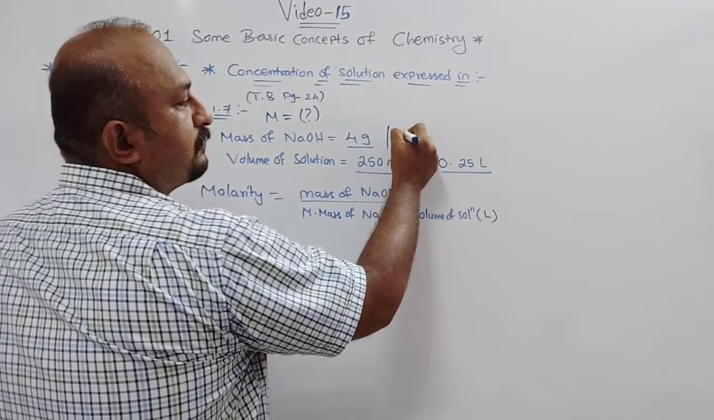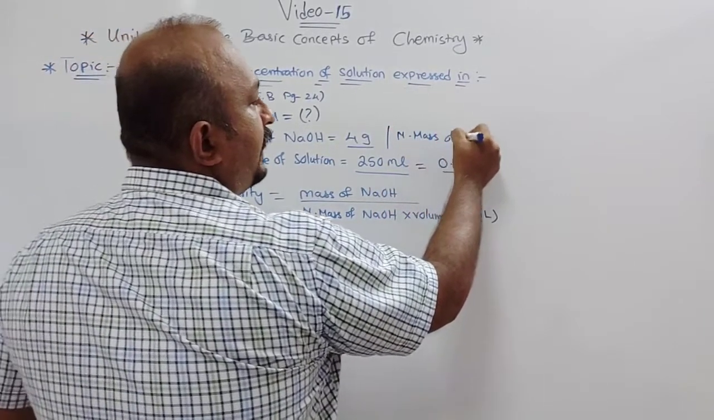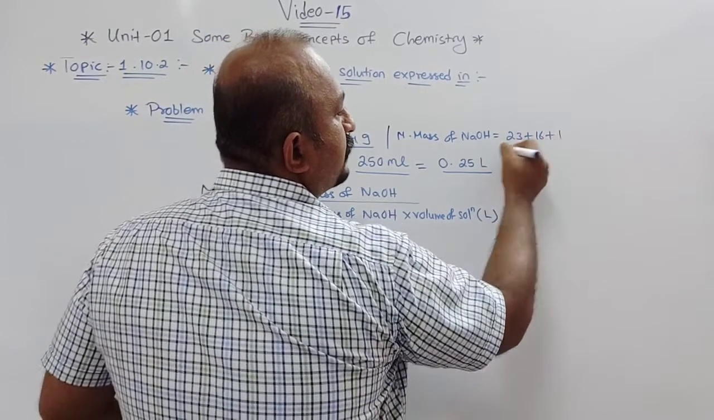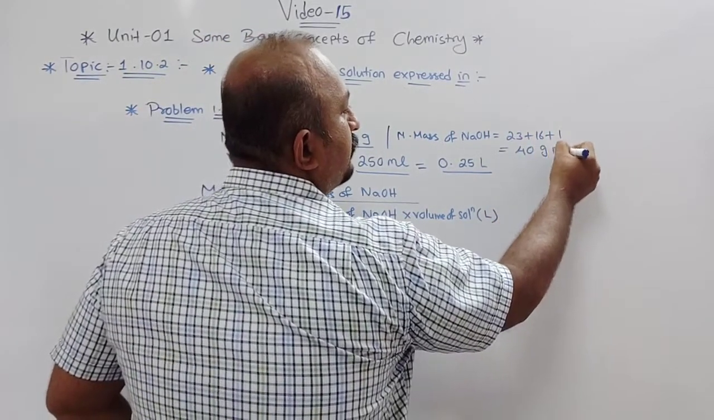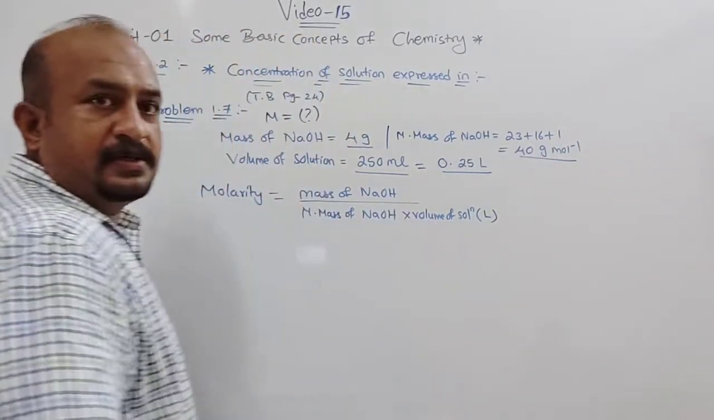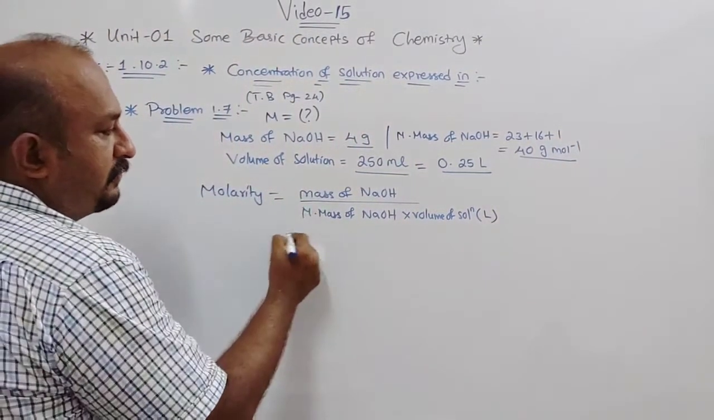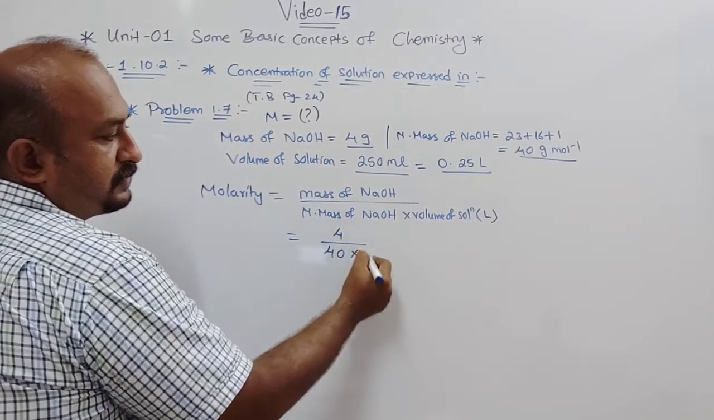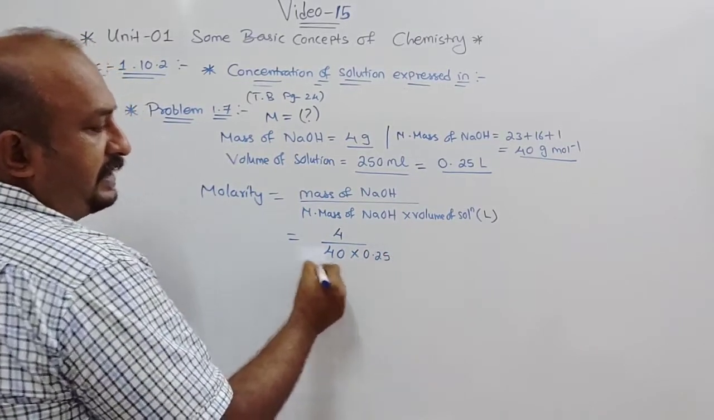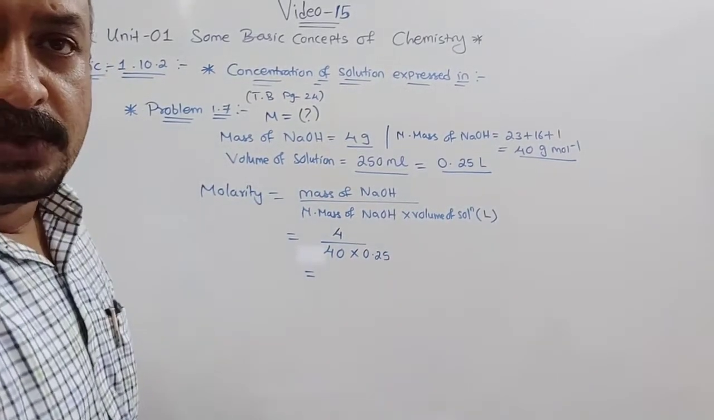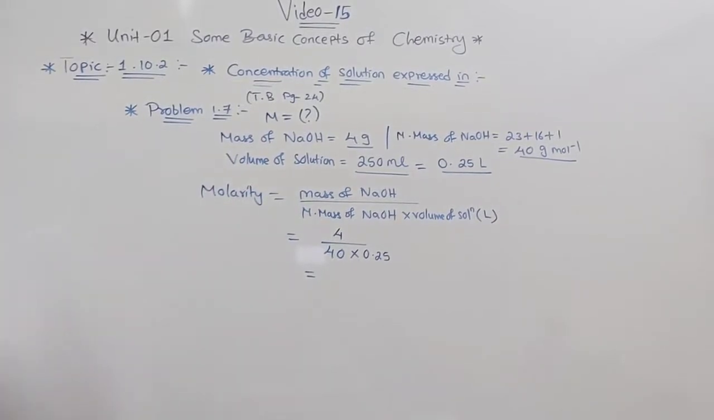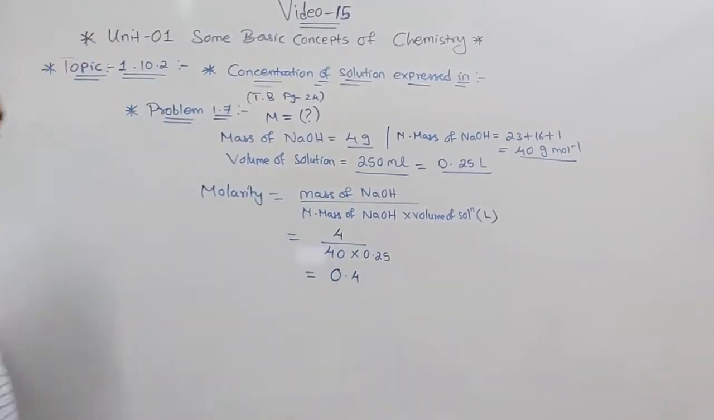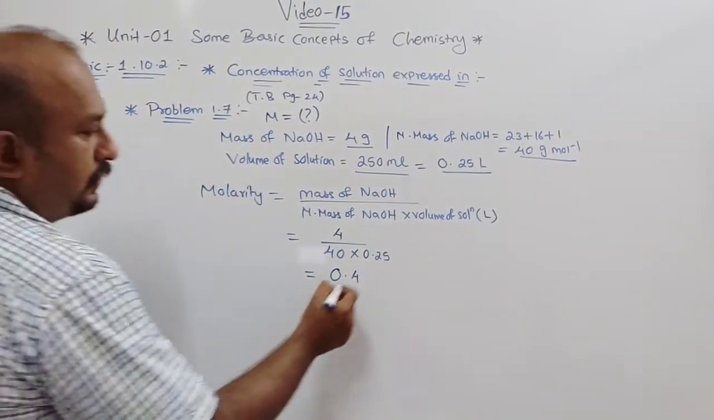Now molar mass we need to find. So molar mass of NaOH is equal to Na 23, oxygen 16 plus hydrogen 1, which is equal to 40 gram mole inverse. This is the molar mass of NaOH. So if I substitute in the formula, mass of NaOH is given, it is 4 upon 40 into volume of solution 0.25 liter. I have converted that ml into liter. So if you calculate this, you will get 0.4.